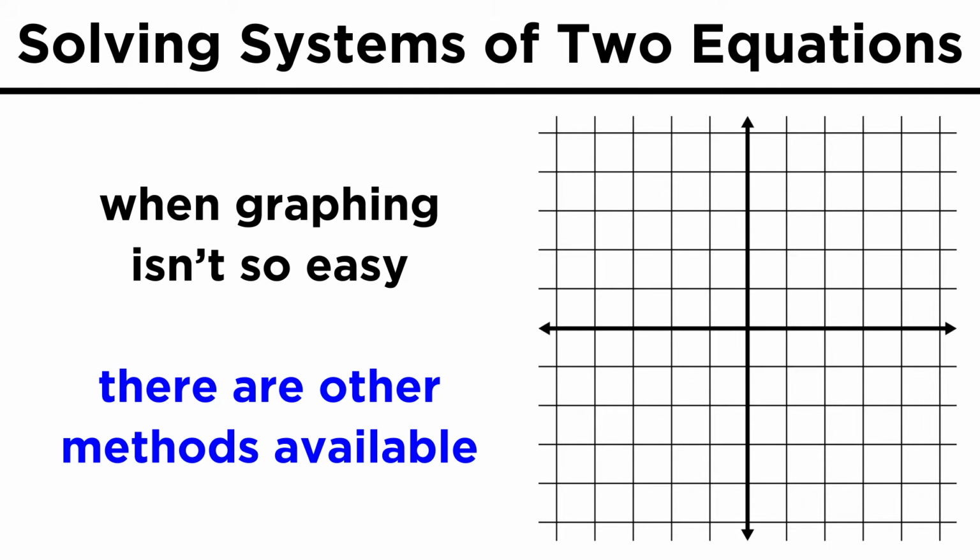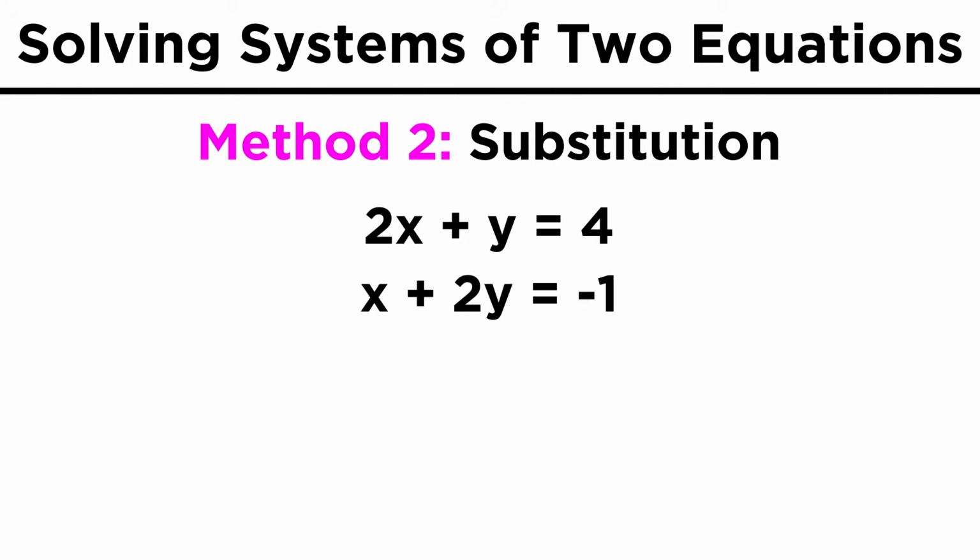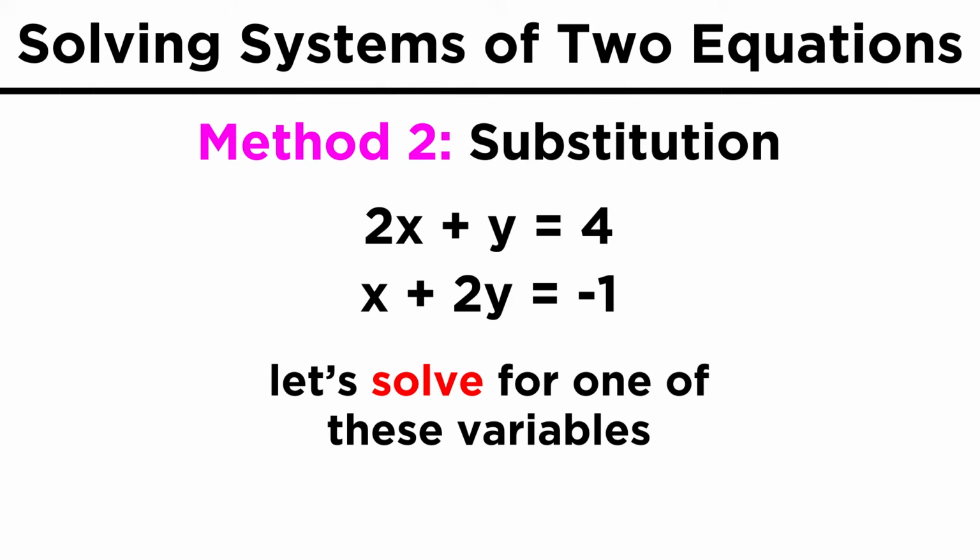When graphing isn't so easy for one reason or another, there are other methods we can use to find the solution. The first technique we will look at is called substitution. Say we have these two equations, 2x plus y equals 4 and x plus 2y equals negative 1. What we could do is solve for one of these variables in terms of the other. For example, let's solve for y in the first equation. Subtracting 2x from both sides gives us y equals 4 minus 2x.